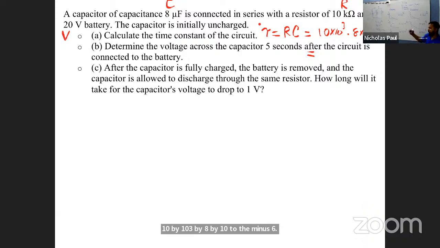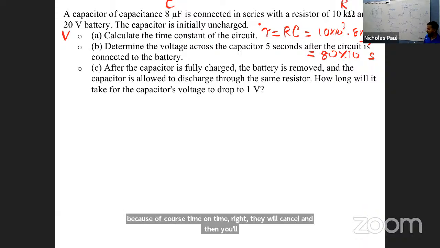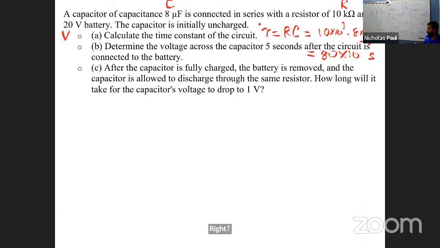So there's that, 80 by 10 to the minus 3. What's the SI unit? Seconds. Right? Because of course, time on time, they will cancel. Next one, that's part A. So tau is 80 by 10 to the minus 3.